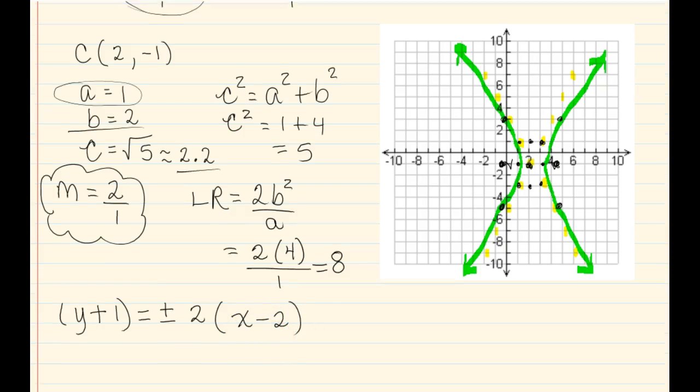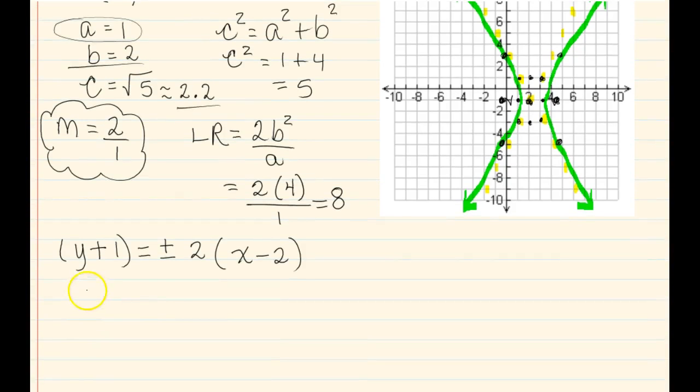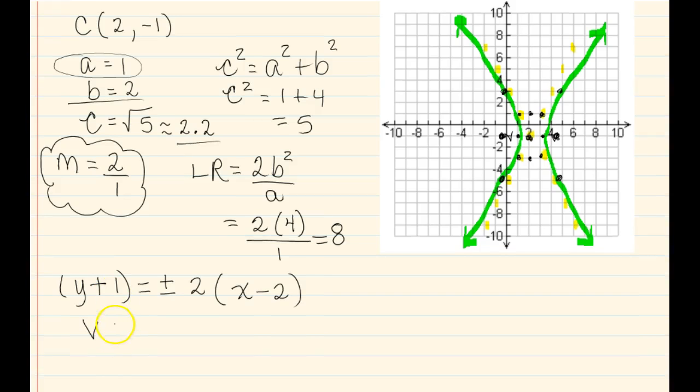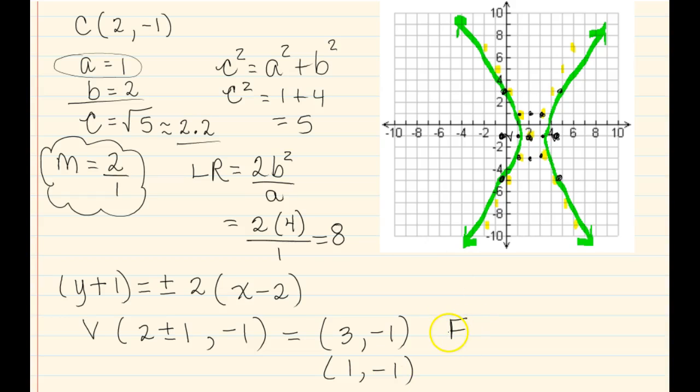Again, we can also state the points of our vertices. Remember, we started at the center and we went left and right, so it's going to be 2 plus or minus a, which is 1, comma negative 1. So we're going to find our points to be at 3 comma negative 1 and another one at 1 comma negative 1. And we can do that similarly for the foci. We would do 2 plus or minus the square root of 5 comma negative 1, and we can write those out separately. That should be the end of example number 3.